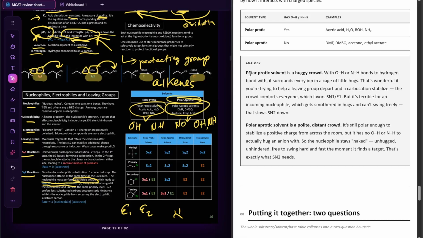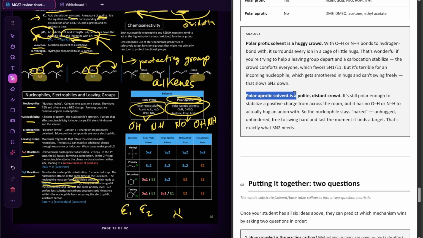So you can think of a polar protic solvent as a huggy crowd with OH and NH bonds to hydrogen bond with. It surrounds every ion in a cage of little hugs. That's wonderful if you're trying to help a leaving group depart and a carbocation stabilize. The crowd comforts everyone, which favors SN1 and E1, but it's terrible for an incoming nucleophile, which gets smothered in hugs and can't freely move, and that slows SN2 down. A polar aprotic solvent is a polite, distant crowd. It's still polar enough to stabilize the positive charge from across the room, but it has no OH or NH, as we discussed.